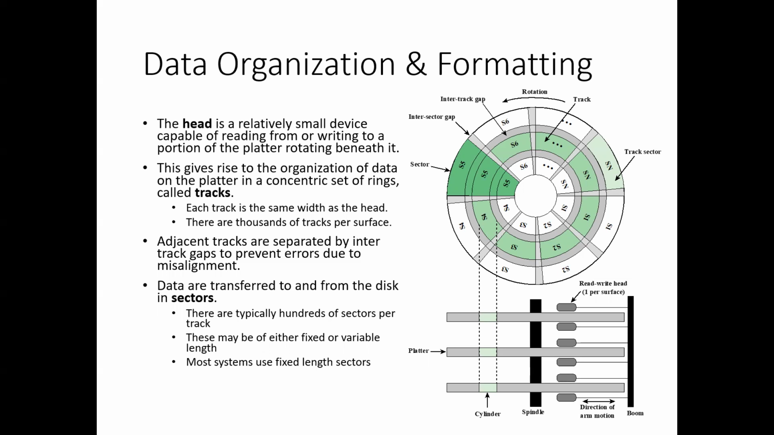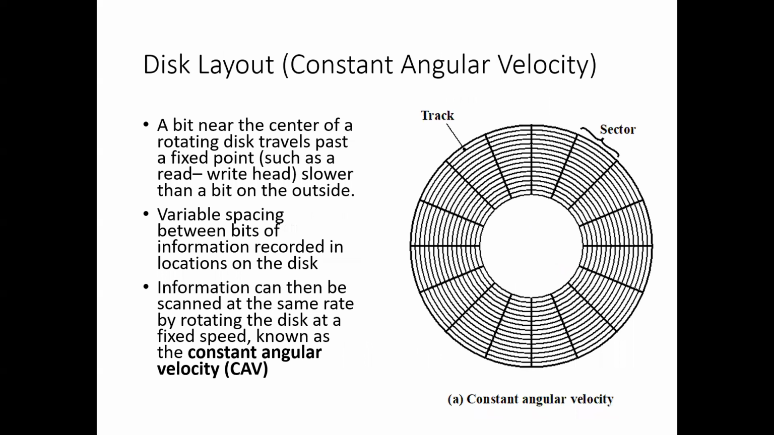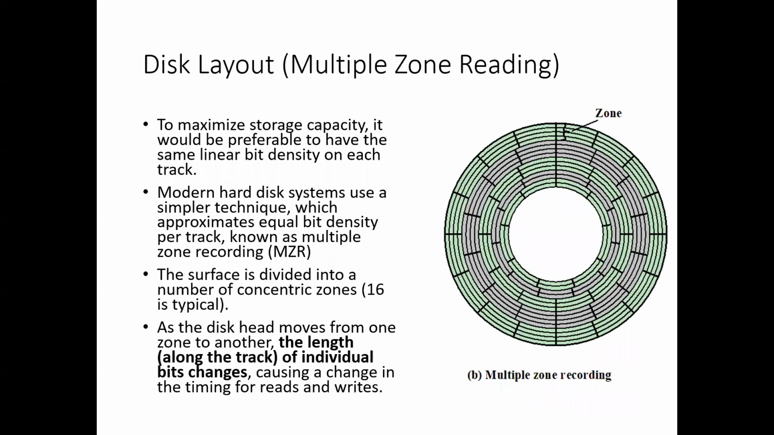There are typically hundreds of sectors per track, and they can either be fixed or variable length. Most systems use fixed length sectors, but that causes some issues with rotation. To maximize the storage capacity, we'd like to have the same linear bit density on each track. Modern hard disks use a simpler technique which approximates equal bit density per track, which is multiple zone recording.